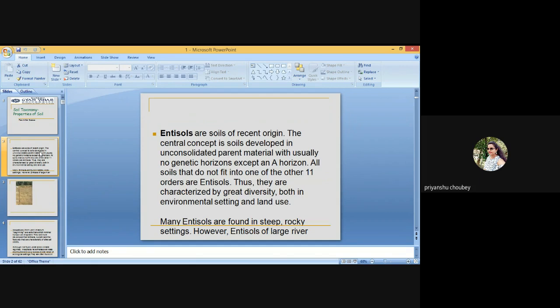Recent origin. The central concept is a soil developed in unconsolidated parent material, usually with no genetic origin. All soils that do not fit into one of the other 11 orders are Entisols. Thus, they are characterized by a great diversity in both environmental setting and land use. Many Entisols are found in steep rocky settings. However, the Entisols of a large river.